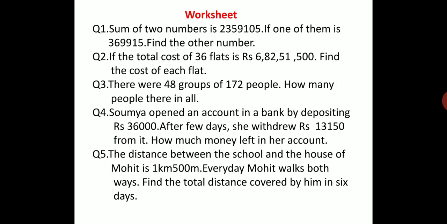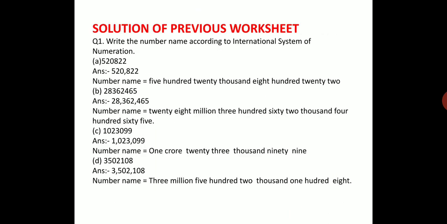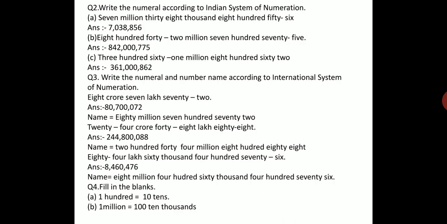Now you can see the next slide, a worksheet is given. This worksheet is based on what I discussed with you previously, the word problems of exercise 1.2. It is similar to this. If you still have a doubt, we will see it in the next PowerPoint presentation. In the next slide I have given the solution of the previous worksheet. You can see here, write the number according to the international system, question number 1, and in the next slide you can see the solution again, and write numeral according to the Indian system of numeration, and question 3, write the number name in the international system of numeration.